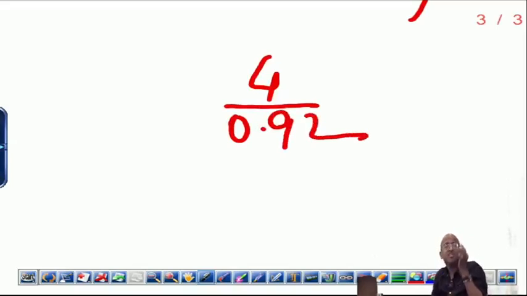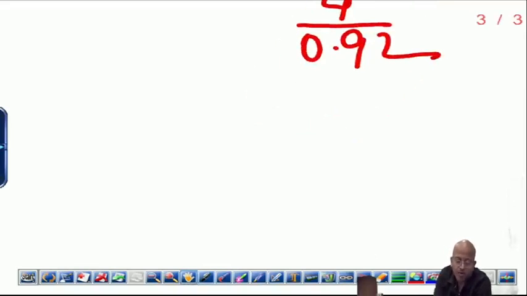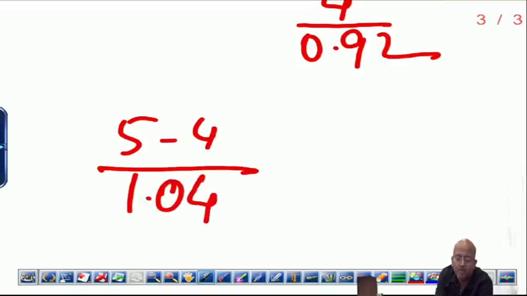I gave the logic. If they charge X rate, then after 8% tax, the US lender should get 4. So X into 0.92 is equal to 4. So X is equal to 4 by 0.92. And the forward premium will be 5 minus 4 divided by 1.04. Forward premium on dollar will be difference of interest rate divided by dollar factor. When you apply this formula, you apply the market determined interest rate.